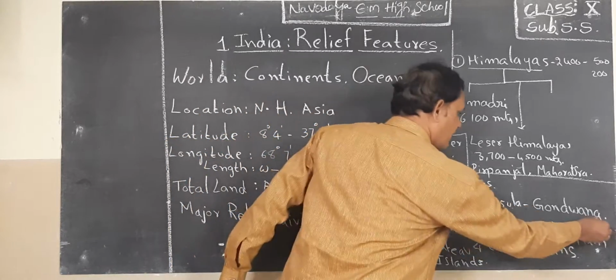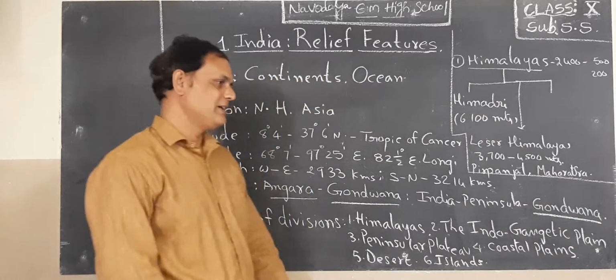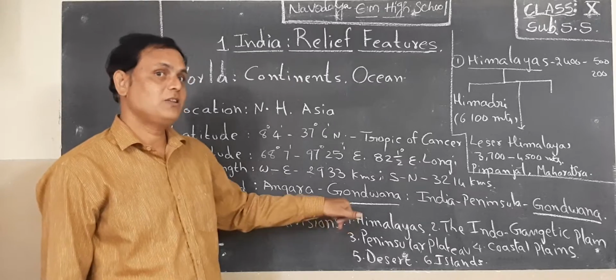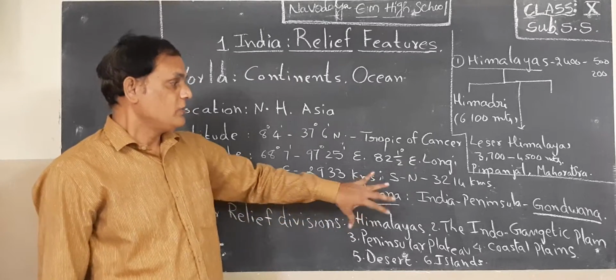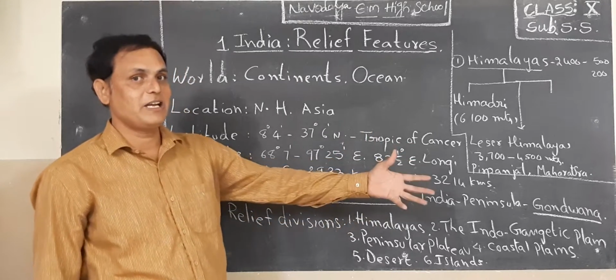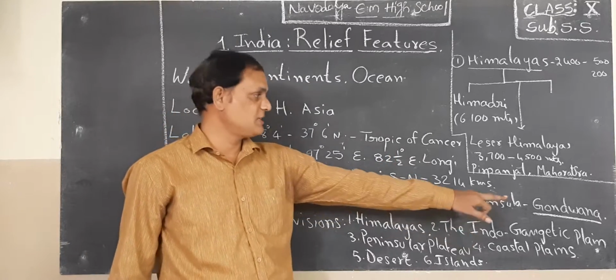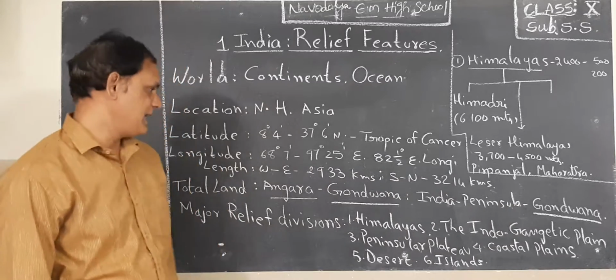Very, very important, Gondwana land. Okay, children, Angara land, Gondwana land. In these two lands, where is our country located? Our Indian peninsula locates in Gondwana land, children.